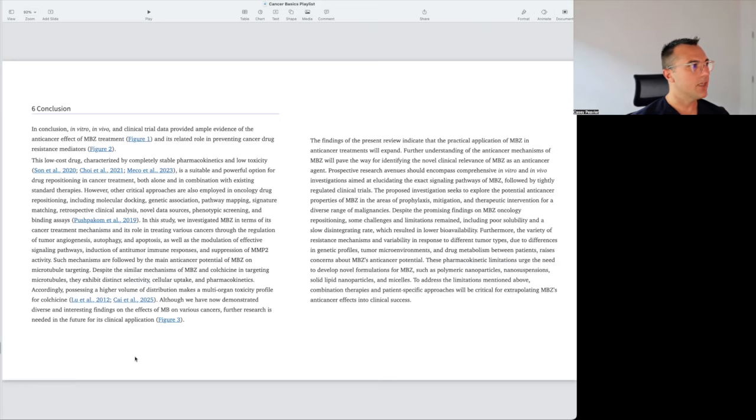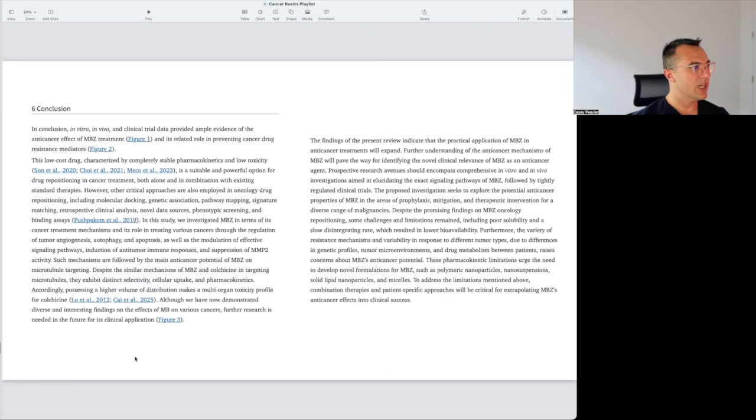standard therapies. However, other critical approaches are also employed in oncology drug repositioning, including molecular docking, genetic association, pathway mapping, signature mapping, retrospective clinical analysis, novel data sources, phenotypic screening, and binding assays.